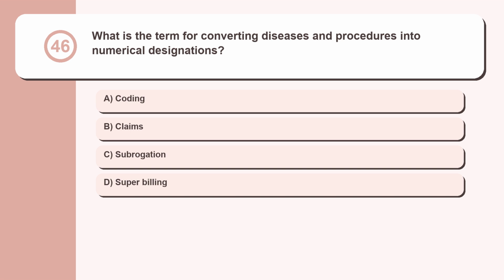Question 46. What is the term for converting diseases and procedures into numerical designations? Here are your options. Option A. Coding. Option B. Claims. Option C. Subrogation. Option D. Super billing.